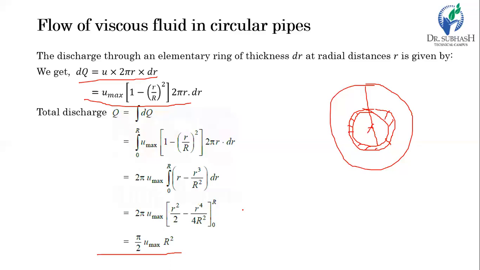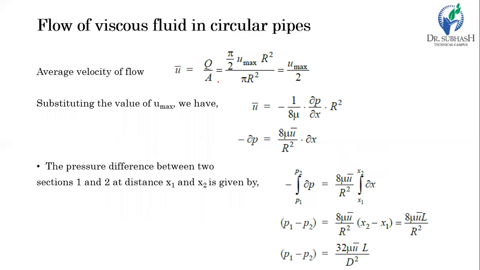Now for getting the average velocity, we divide this total discharge by the area of the pipe. So we get the average velocity u bar equal to Q by area, that is pi by 2 u max into R square divided by pi R square. R square will cancel out, pi will cancel out, and we get u max by 2. So we get another important relation, u bar equal to u max by 2. So average velocity in viscous flow in a circular pipe is half of the maximum velocity which occurs at the center.